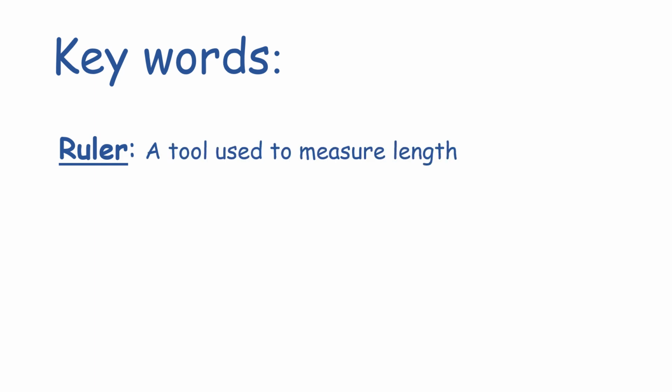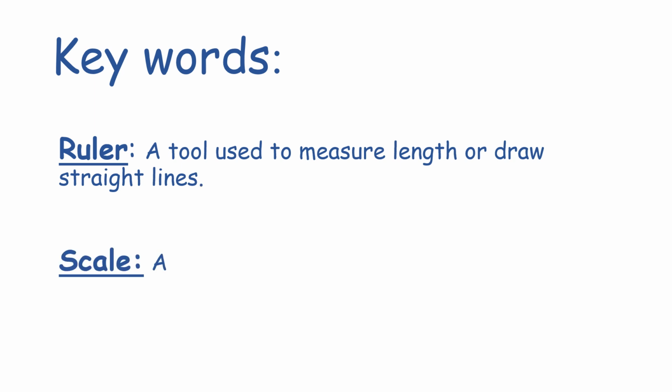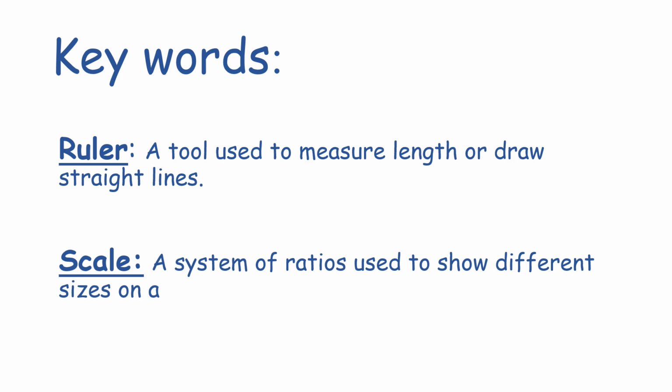Here are some key words to know. Ruler: a tool used to measure length or draw straight lines. Scale: a system of ratios used to show different sizes on a drawing.